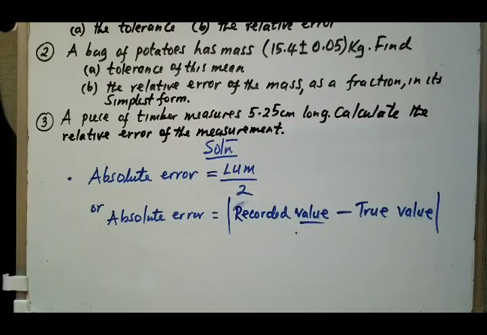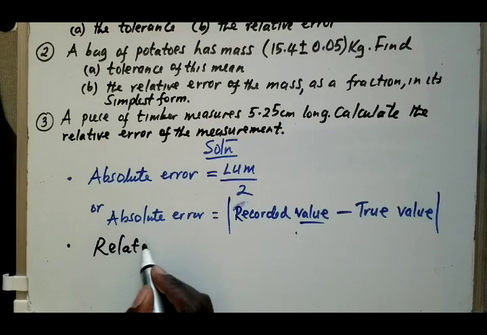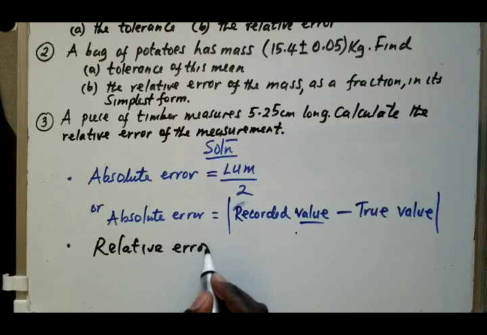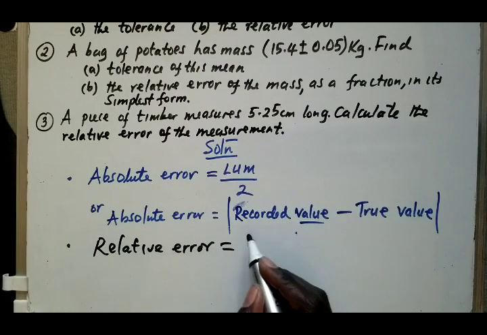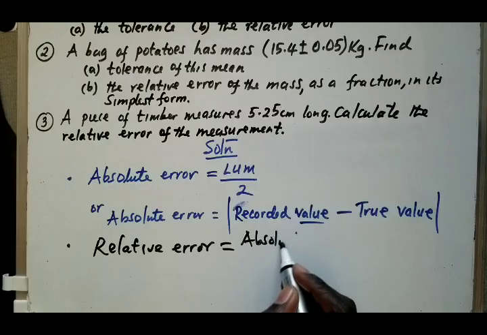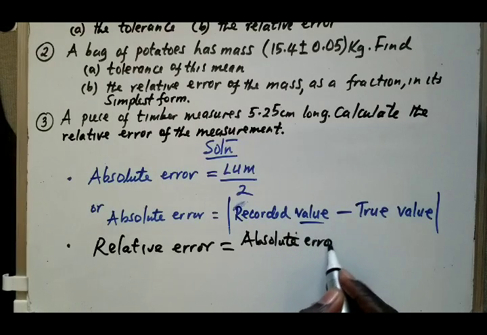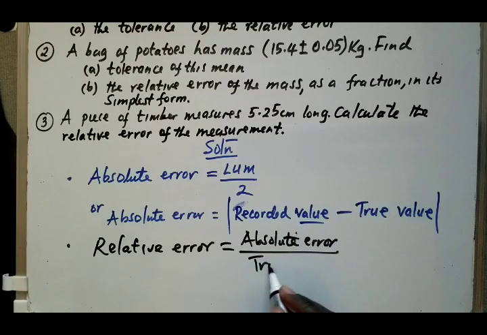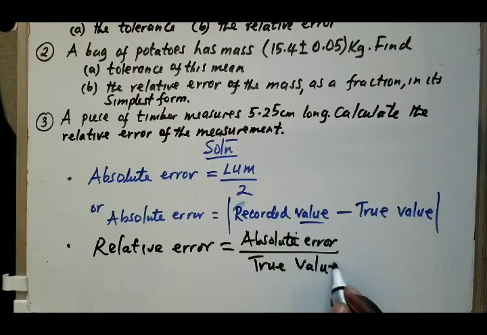Another thing that they are going to be asking you that you need to know is the relative error. The relative error is equal to the absolute error divided by the true measurement or the true value. When you find, in its lowest form, the absolute error over the true value, that is what we call the relative error. Then the last thing they are going to be asking you to find is the percentage error. So how do you get the percentage error?